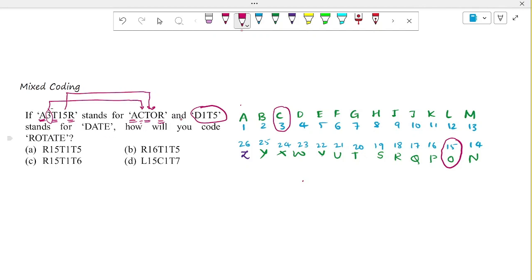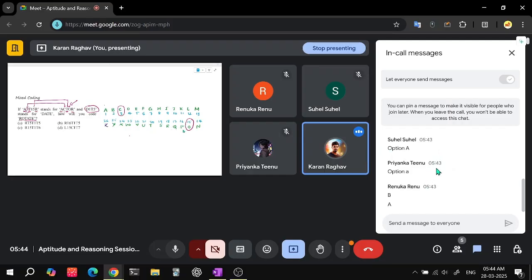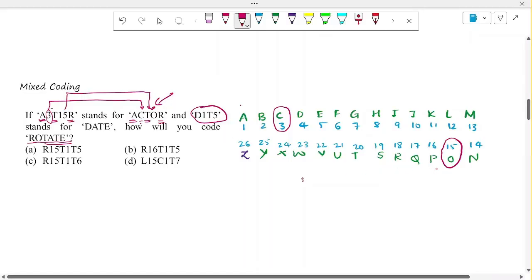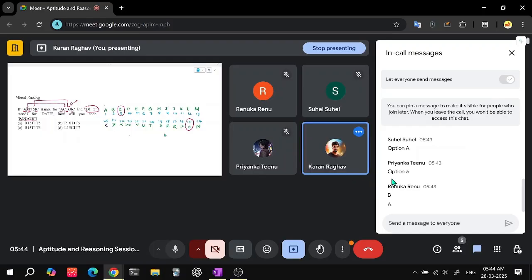Sometimes whenever these questions are a bit difficult, they will give you two hints. Okay, two examples, and you need to find the answer for this one. Okay, what is the answer? Okay, option A. Anybody else?